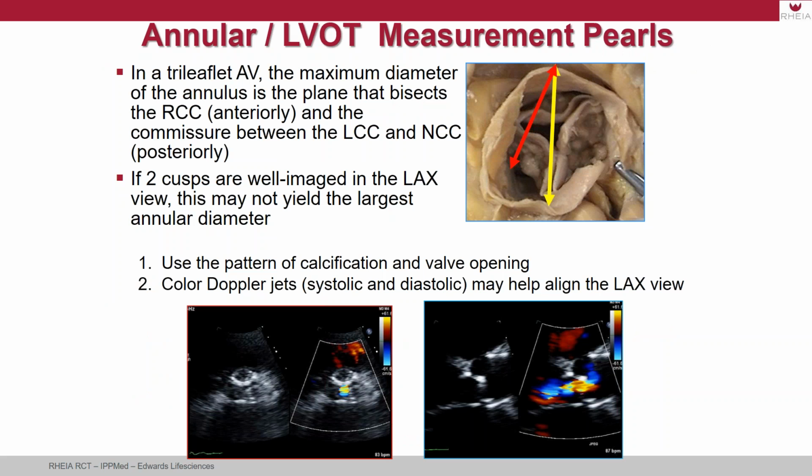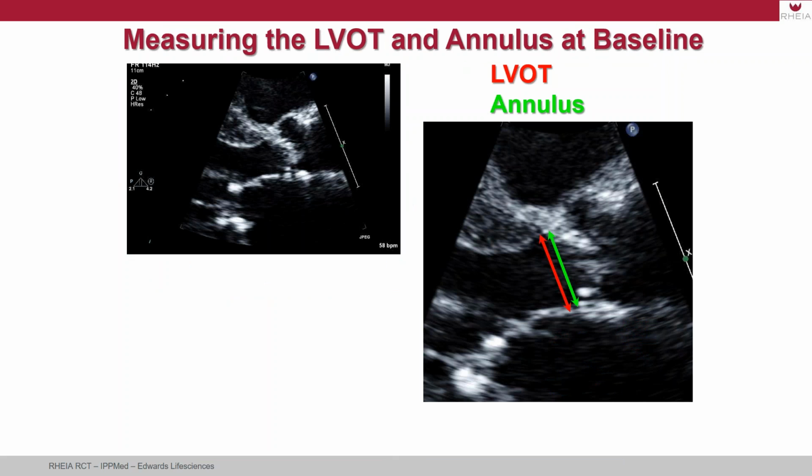As you know, we sometimes tend to truncate the imaging of the LVOT. So ideally you need to find the plane that maximizes the size of the LVOT. That would be the plane represented by the double yellow arrow here. In other words, you have to optimize the imaging of the LVOT and try to find the view that provides the largest annular diameter and LVOT diameter.